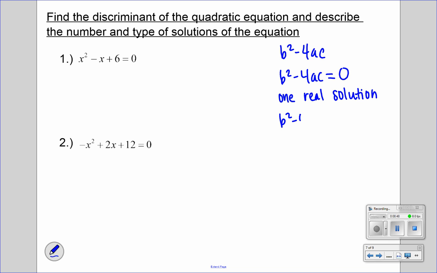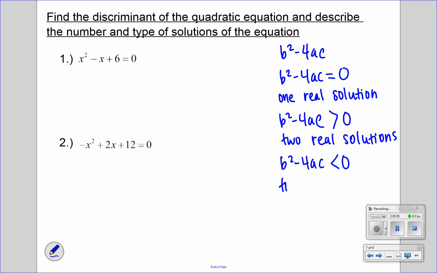If b squared minus 4ac is greater than 0, meaning positive, we get two real solutions. And if b squared minus 4ac is negative, or less than 0, we get two imaginary solutions. So what we're going to do is find the discriminant and use that discriminant to determine how many solutions. So for this one, a is 1, b is negative 1, and c is 6.